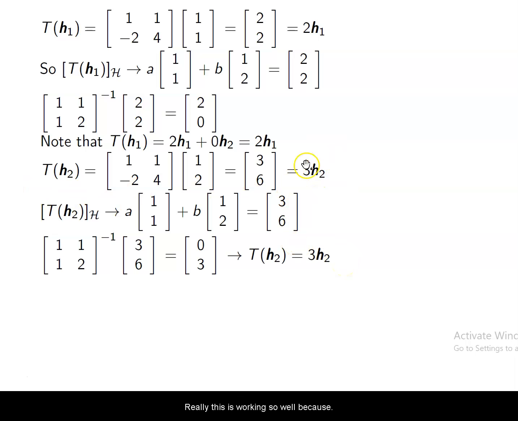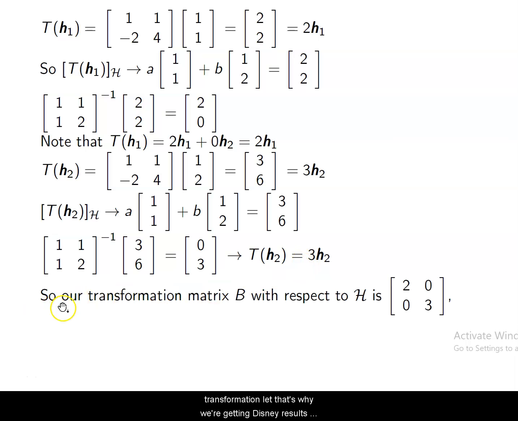Really this is working so well because our first basis is the standard basis, so I'm not having to represent these H1s in terms of G first and then taking the transformation. So that's why we're getting this neat result. So our transformation matrix B with respect to H is this, right? I'm putting my two results together: the transformation of H1 in terms of H, and then the transformation of H2 with respect to H. That gives me a diagonal matrix.